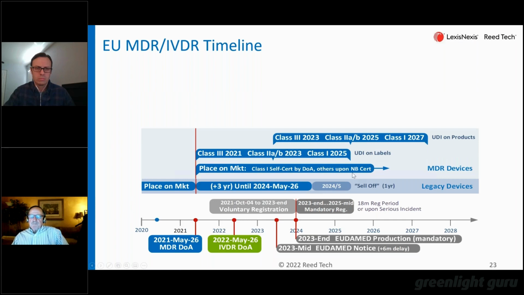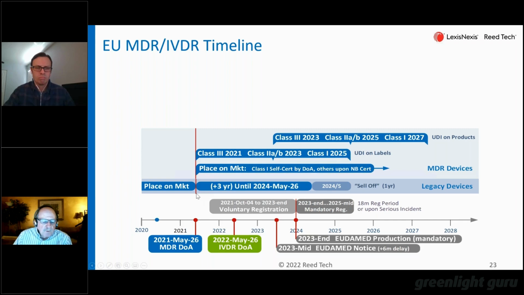MDR compliant devices are following a little bit different schedule. So unfortunately, that conversation causes you to talk about the particular class of that medical device. If it was class 1, not the 1S for sterile or 1M for measuring or the 1R for reusable surgical, but all the other class 1s that have a self-certification, they have to have the self-certification done to the MDR by the date of application.